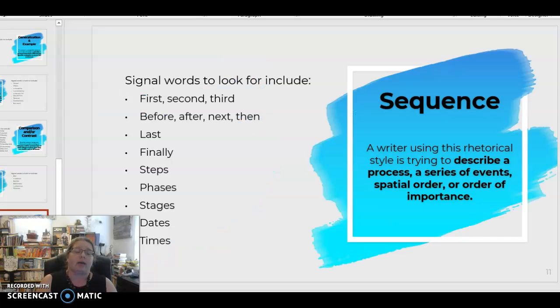There's also the sequence pattern. Sequence refers to the order of events, right? So a writer is going to be using this kind of pattern of organization in order to describe a process, a series of events, spatial order, or order of importance. And typically you will find indicator words like first, second, and third, before, after, next, last, finally. And you may also want to look for words like steps, stages, or times. That will help you to understand sequentially how the items are happening in order. So that's what you would look for if you were trying to determine this kind of a pattern in a text.